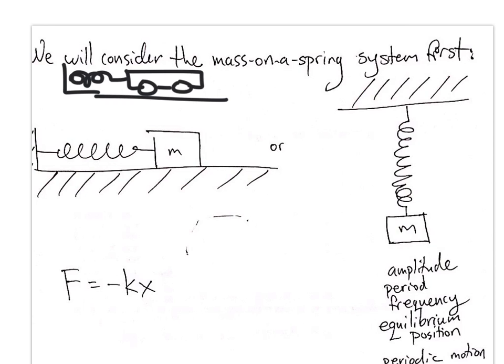So what we said in the previous video was that simple harmonic motion results when the restoring force is proportional to displacement from equilibrium. I'm going to say that once more. When the restoring force is proportional to displacement from equilibrium. This is called Hooke's law, and it describes this system, mass on a spring. And this is the restoring force.